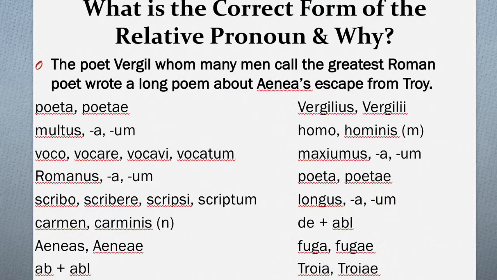Pause the video as you begin to determine what the relative clause is in this sentence, the antecedent of the relative pronoun, and what the correct form of the relative pronoun will be in Latin.